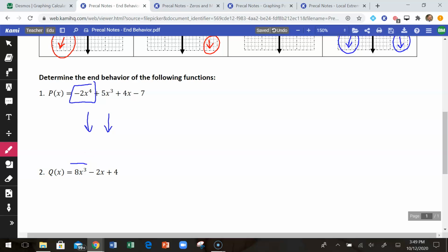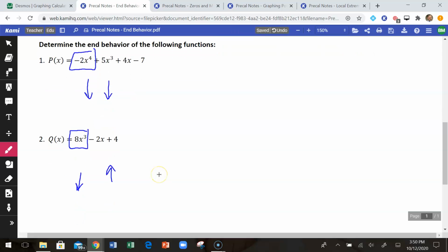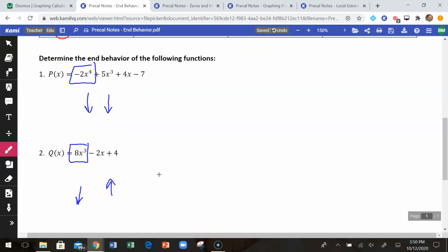The next one, we have 8x to the third. 8x to the third has an odd exponent, an odd degree. I have a positive coefficient with an odd degree. So positive coefficient, odd degree, that tells me it's going to be going down on the left and up on the right. So the end behavior is down and up.